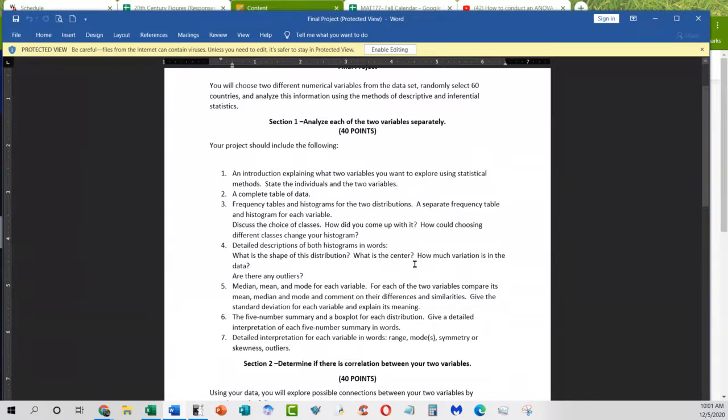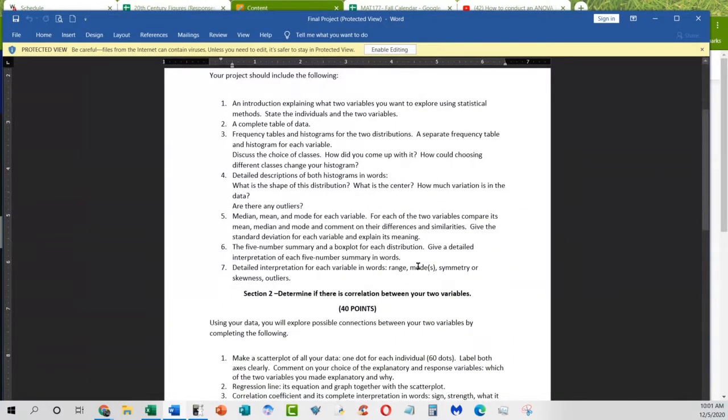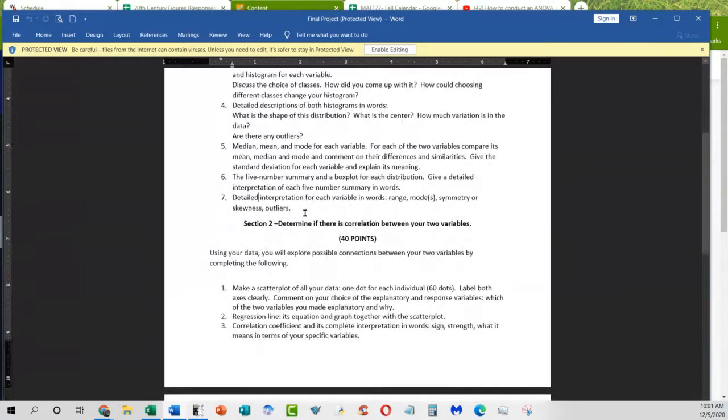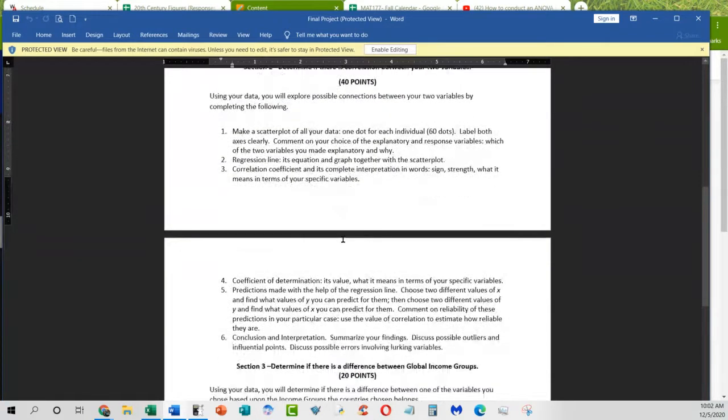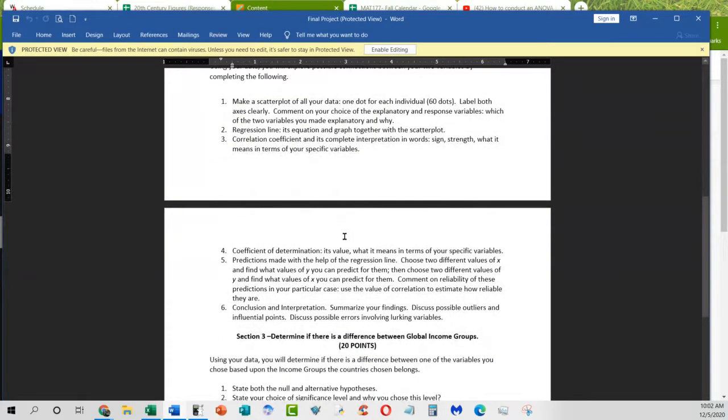What does it mean? What do you know about your data? Is it normally distributed? Is it uniformly distributed? Is there no distribution? Do they seem high? Whatever you think about the data that you collected. So that's part one. Part two says, is there a correlation between the two things? So you're going to do regression between the two pieces of data, between the two columns. And you're going to do all those little pieces.